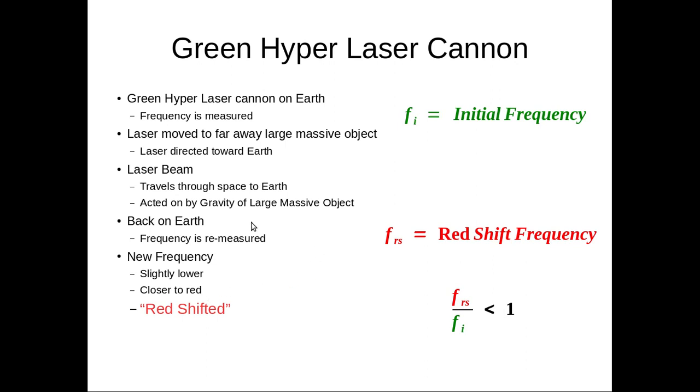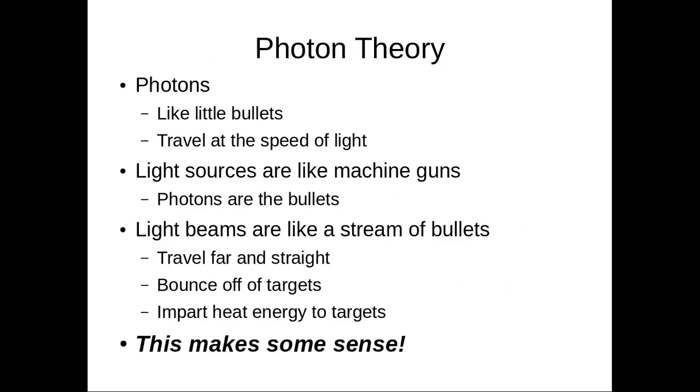What we find is we get a frequency lower than Fi. We call that FRS, the redshift frequency. FRS over Fi will be less than 1. What has happened is, as the laser beam has traveled from the large massive object to the Earth, gravity has acted upon it and lowered its frequency. That's what gravitational redshift is.